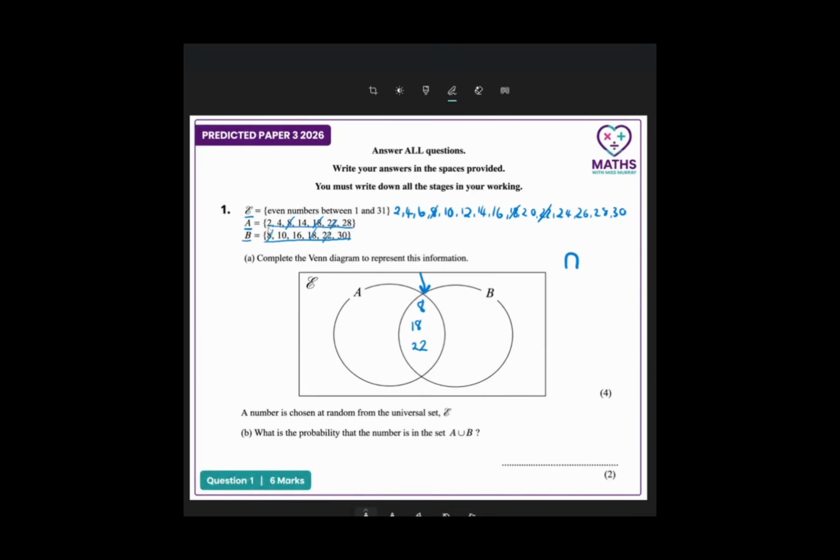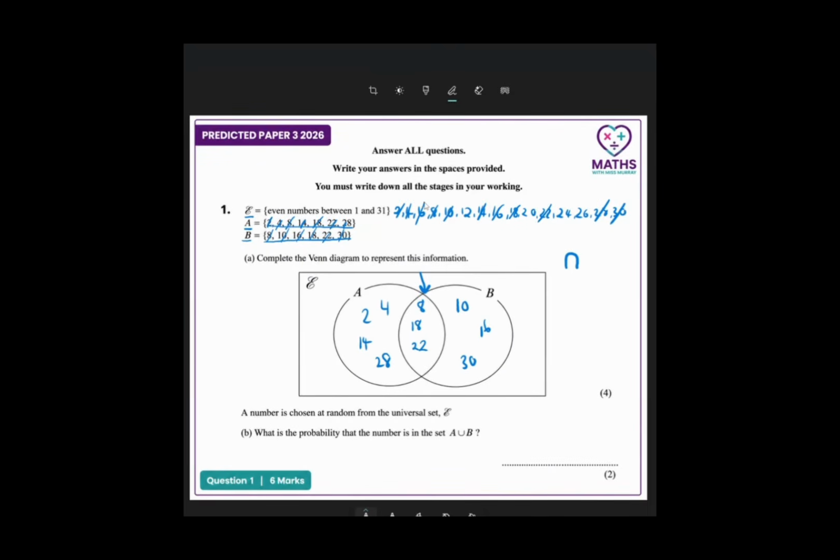So in A, I've got 2, 4, 14 and 28. So I'm going to cross those out and put them in the circle. 2, 4, 14 and 28. And then I've got 10, 16 and 30 that I'm going to put in B. Now you'll see that I've got numbers that I haven't crossed out. That means they're neither in A or B, which means they go in the outer part of the diagram.